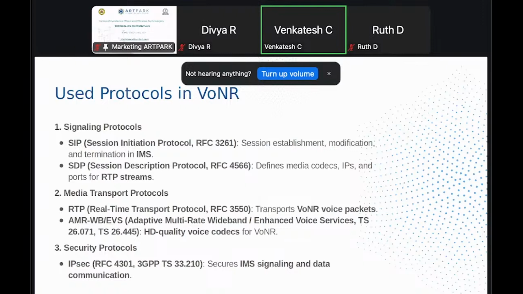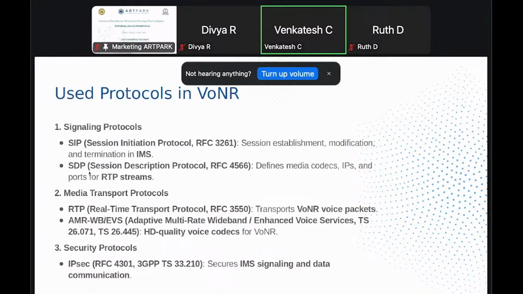So in this slide, we will discuss the key protocols used in VoNR. First is the signaling protocol. First, we have the signaling protocol SIP. This protocol is responsible for session establishment, modification, and termination in the IMS. Next, we have SDP. SDP stands for Session Description Protocol.